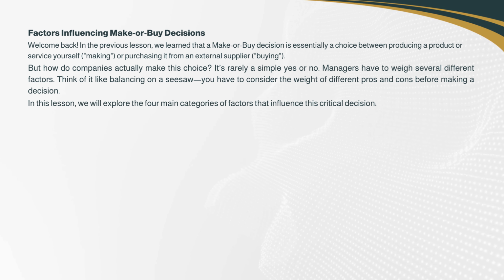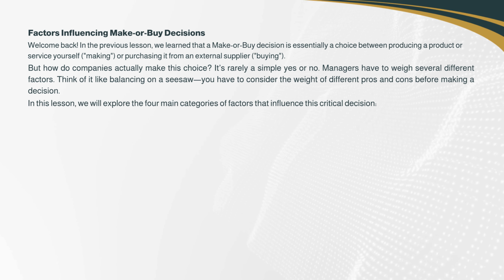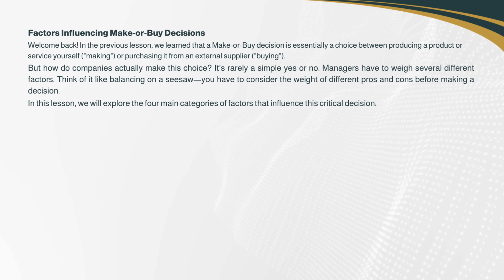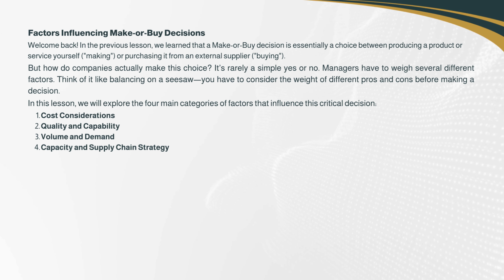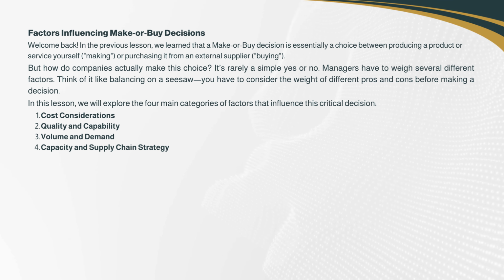In this lesson, we will explore the four main categories of factors that influence this critical decision: cost considerations, quality and capability, volume and demand, capacity and supply chain strategy.